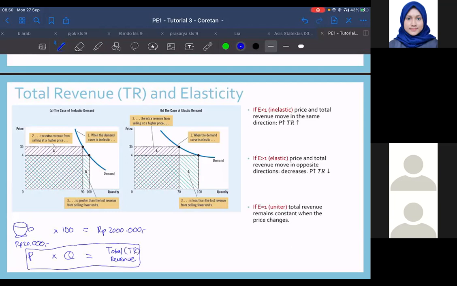So, for example, if the good is inelastic, here you have the case in option A, the case of inelastic demand. Remember that an inelastic demand has the characteristic of being steep. It means that the curve is steeper than the right one. The right one is the case for elastic, and it is flatter.